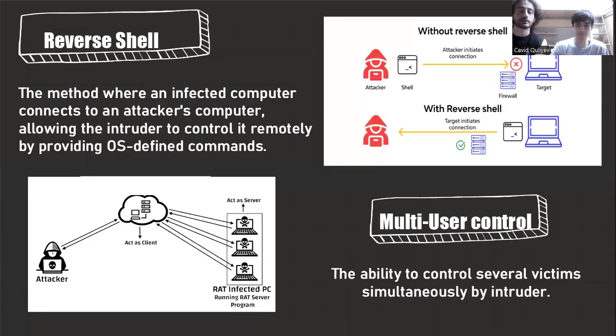Firstly, I would like to talk about the reversal, which is the first step of our malware. We first try to create a connection between attacker and target, but if the attacker initiates this connection, the firewall of the target system will not allow it. So using our malware, we force the target machine to initiate the connection, which allows us to bypass the firewall.